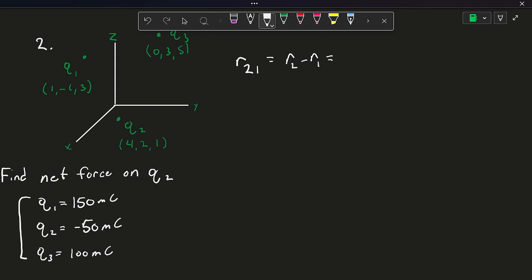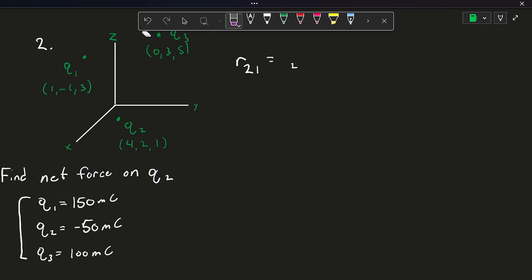Problem. There are 3 point charges this time instead of 2. Their values are shown here. And now we have to find the force on Q2 due to Q1 and Q3. So we're going to split this up. First we're going to find Q1 on Q2, and then we're going to find Q3 on Q2.